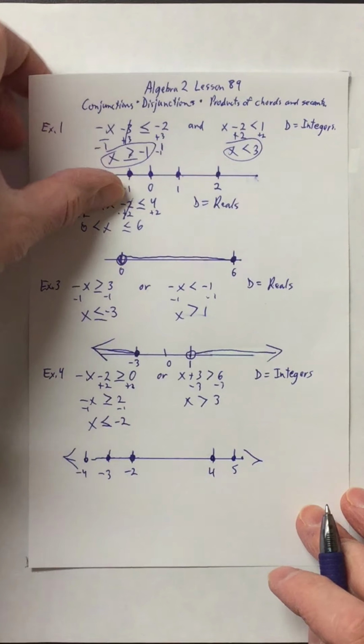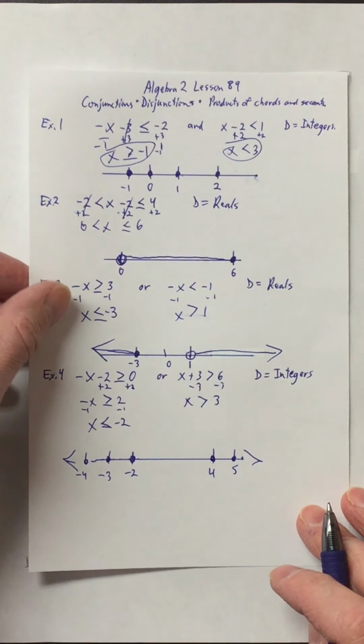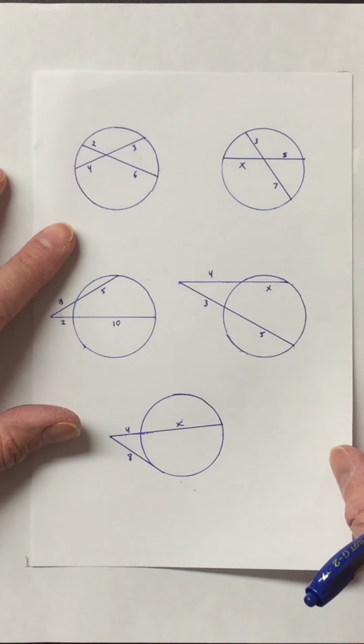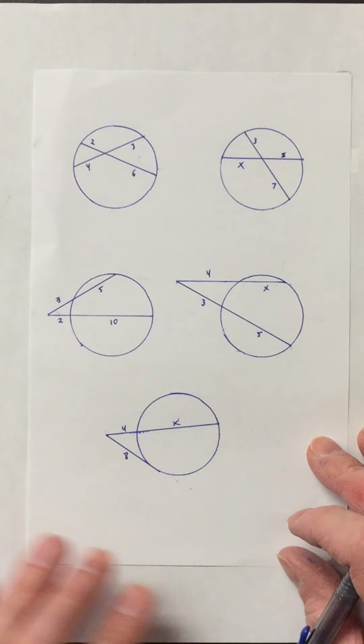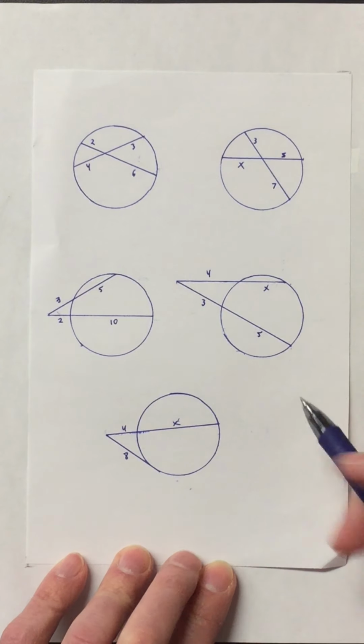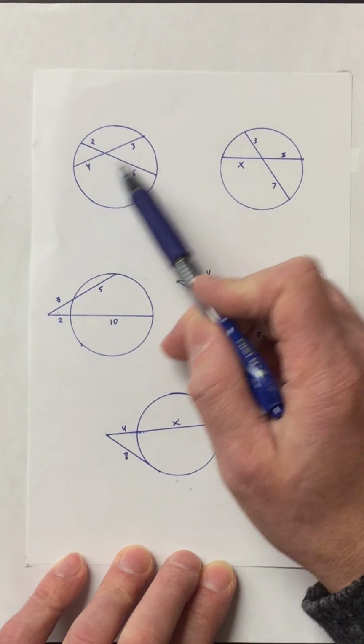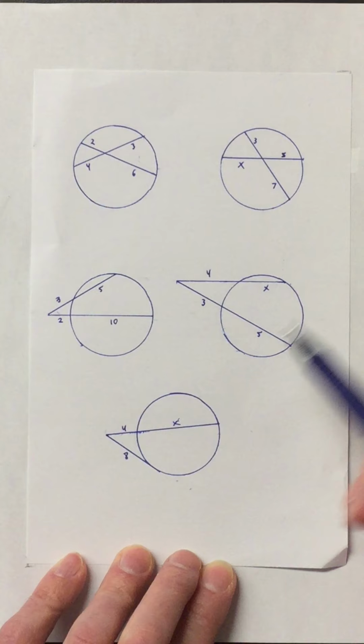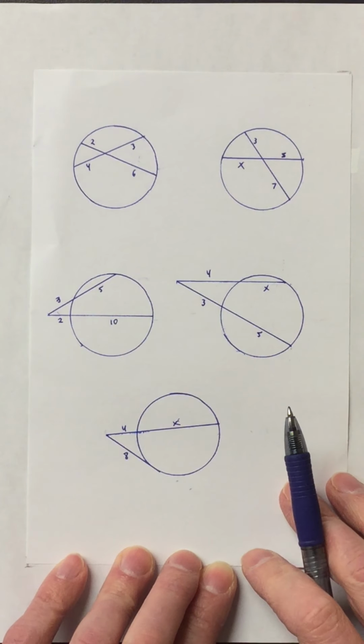Okay, so that is our disjunctions and our conjunctions. The second part of the lesson has to do with our chords. Our chords, remember, is what crosses on the inside. These are all chords here.